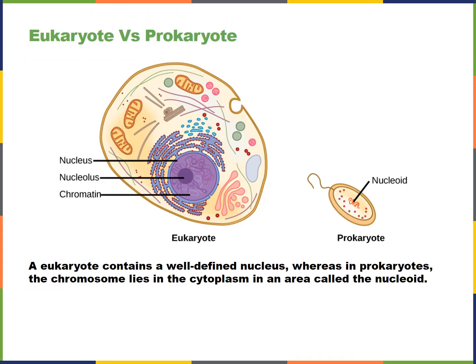So this slide should be a review slide for you all, and we're just going to mention some key characteristic differences between eukaryotes and prokaryotes. So again, a eukaryote is going to have a well-defined nucleus where the DNA information is going to be found. In contrast, in prokaryotes, the chromosome lies in the cytoplasm and the DNA is found in the cytoplasm in a particular structure known as the nucleoid.